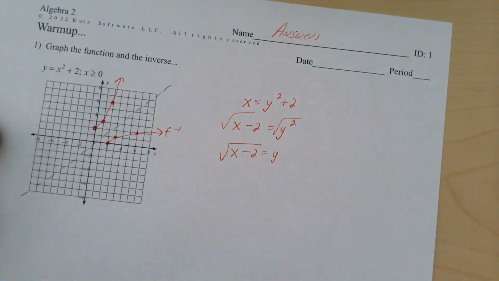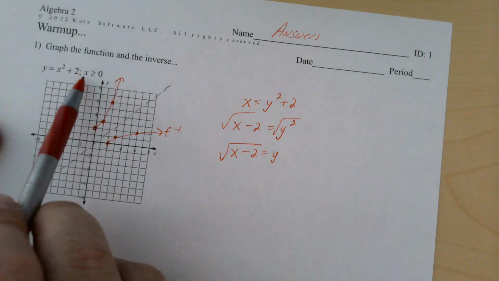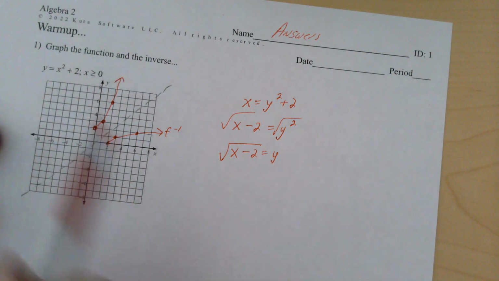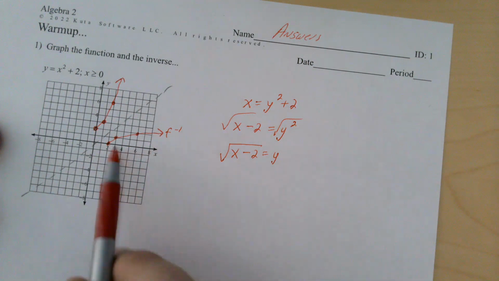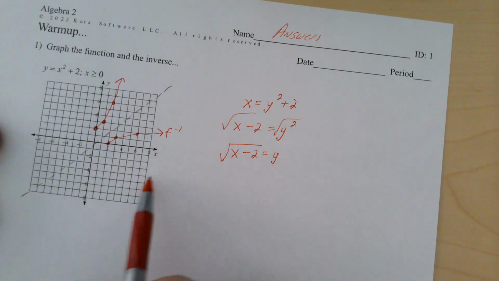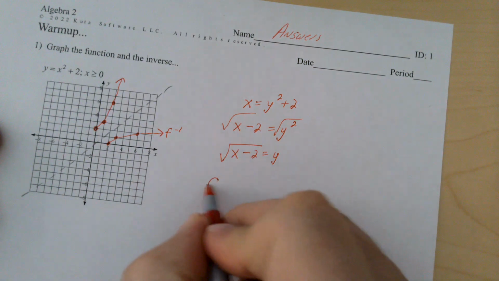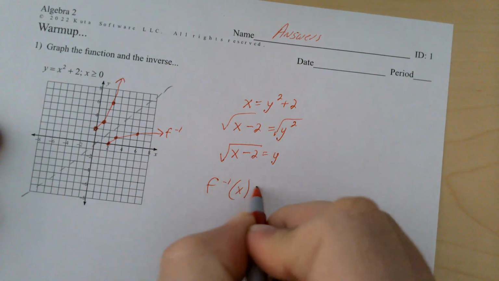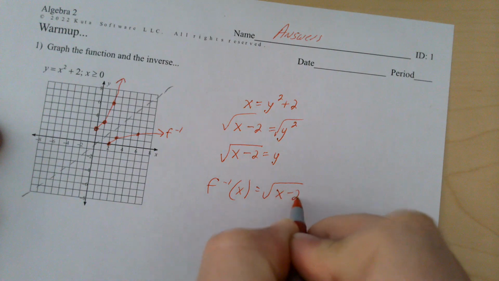And I only want the positive roots because of my restriction on my domain. So I'm only going to have the positive, not the negative. So I'm not going to have the graph go down like this. So this is my inverse, the square root of x minus 2.